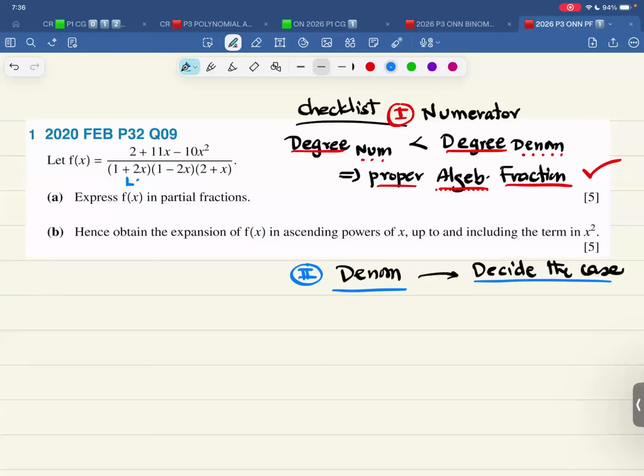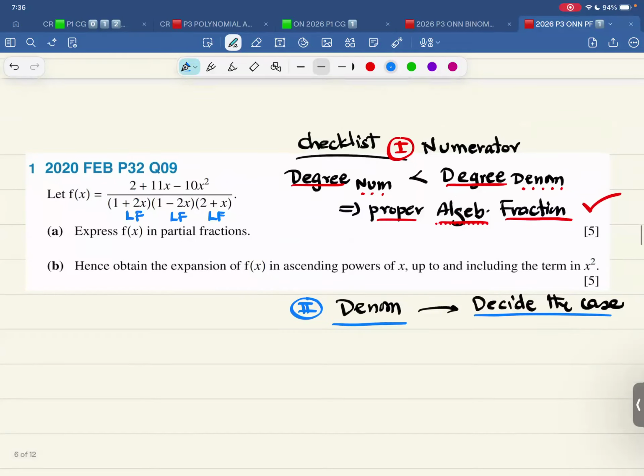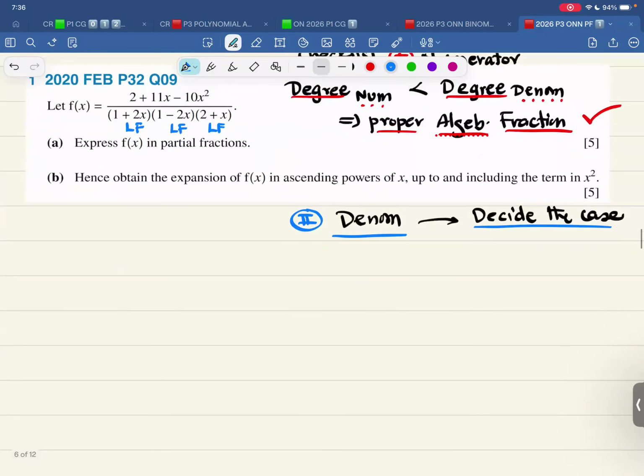This is a linear factor, LF. Always factorize the denominator. LF means linear factor. So if it's a linear factor, if it's 3 brackets over here, that means it is 3 fractions.